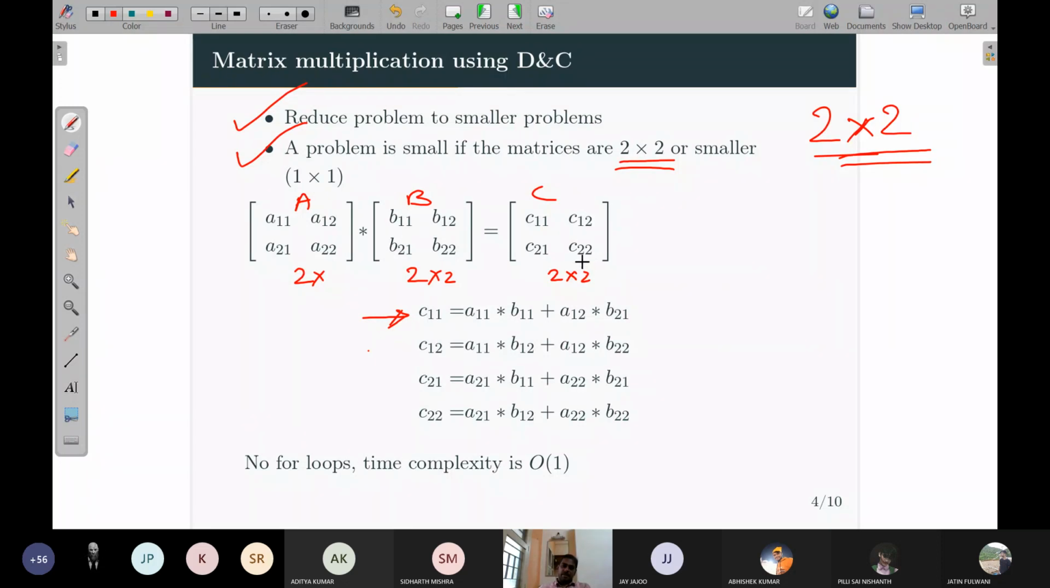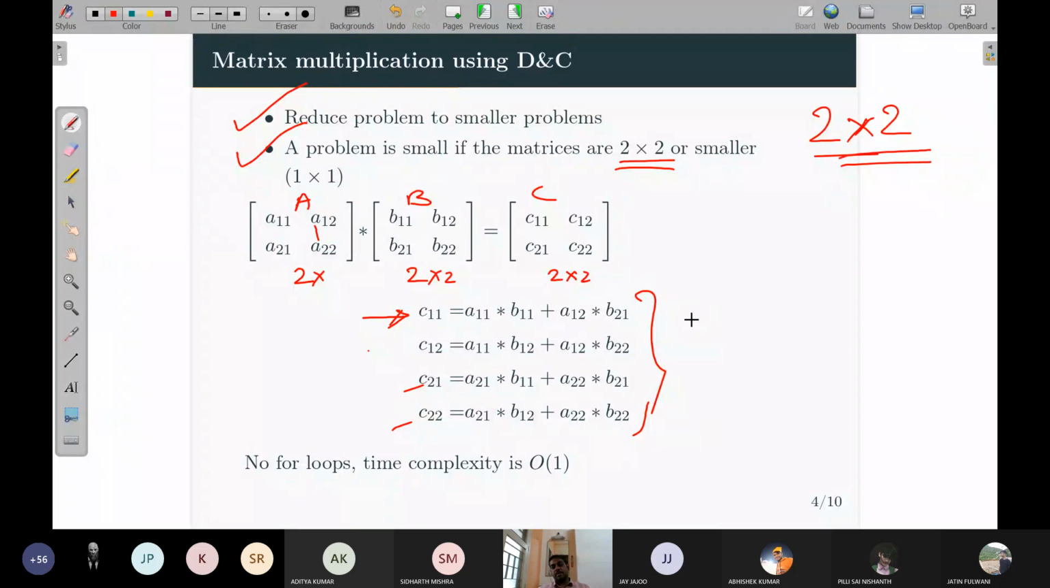So we believe that 2 by 2 matrices are handleable for us, and that is the point where we can stop the dividing process. You might have 16 by 16 matrices to be multiplied. 16 by 16 means convert first into 8 by 8, then into 4 by 4, then into 2 by 2. Once it is 2 by 2, you can use these direct formulae: C11, C12, C21, C22.